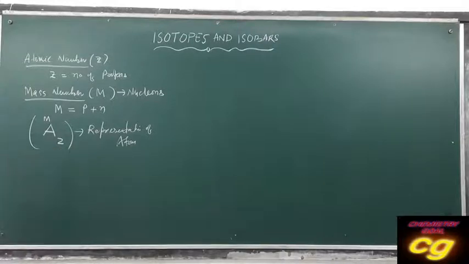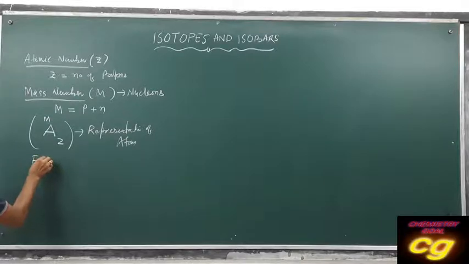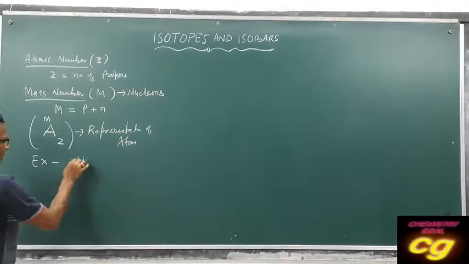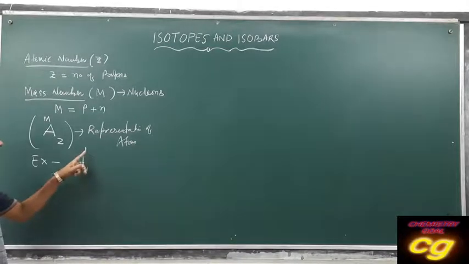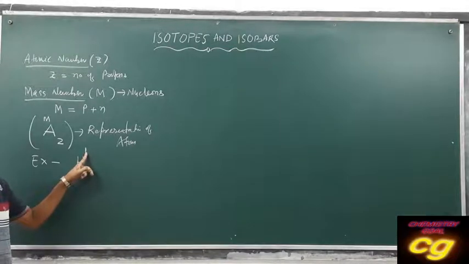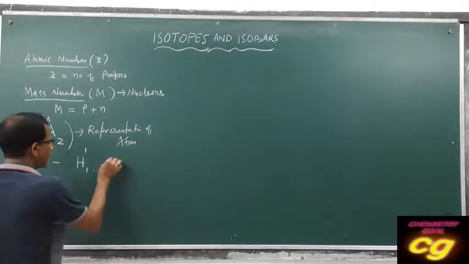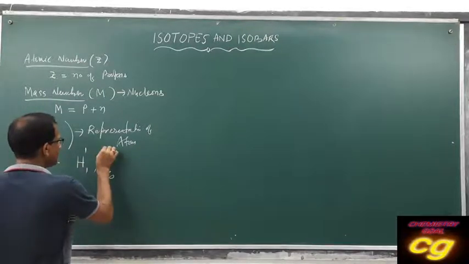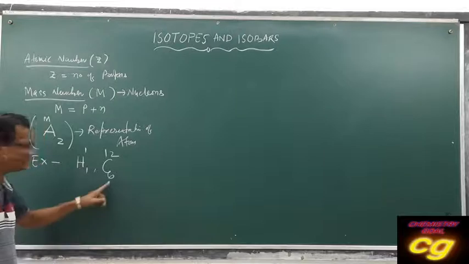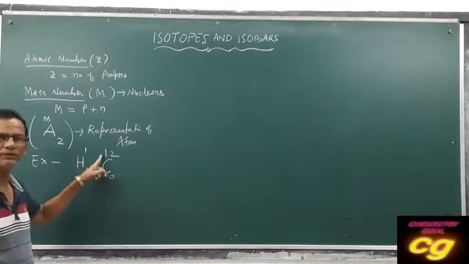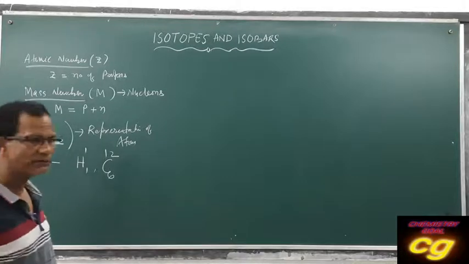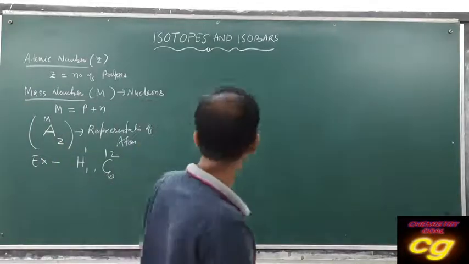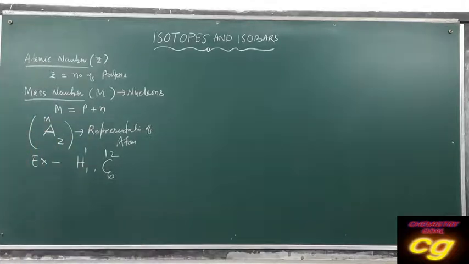Okay? So, for example, let us take hydrogen, H 1 1. What does it mean? Atomic number 1 and mass number also 1. Like this. Suppose carbon, C 6 12. Atomic number is 6 and mass number is 12. So, these are some representations of atoms, showing atomic number and mass number.